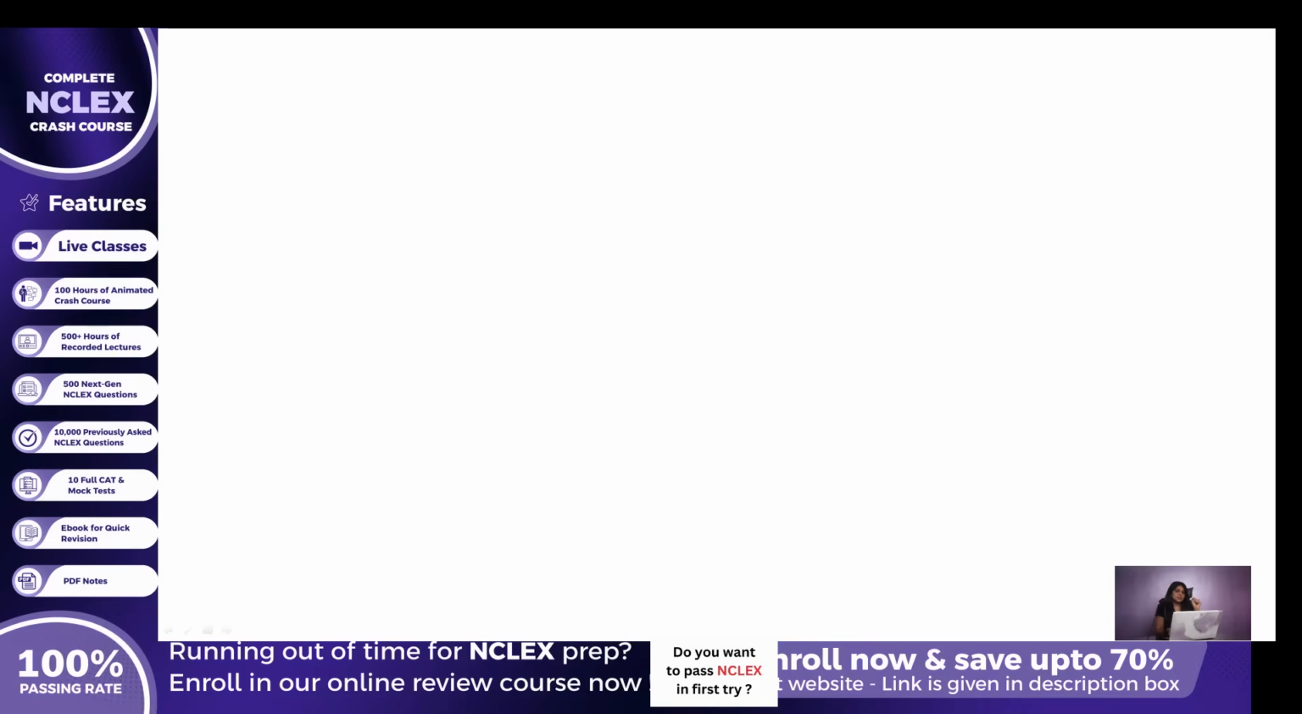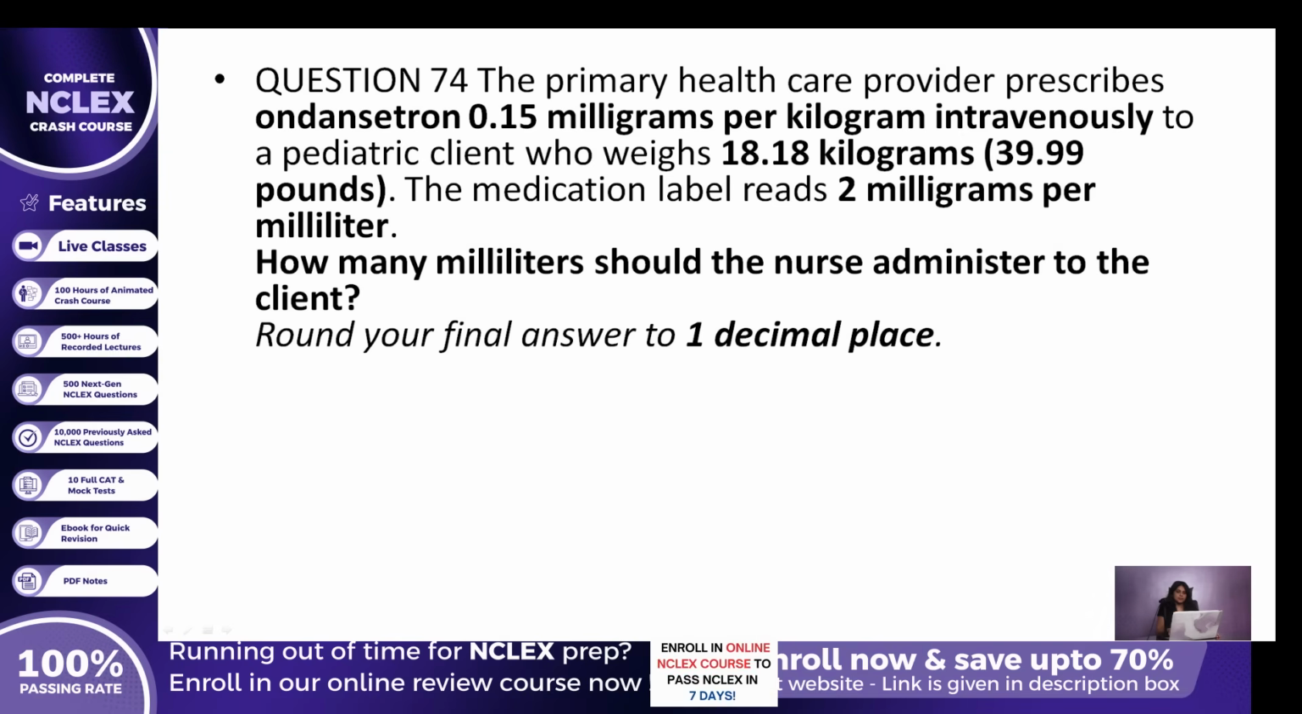To wrap up, let us finish with a medication calculation question involving pediatric dosing, one you will often encounter in clinical practice. Question 74. The primary healthcare provider prescribes ondansetron at 0.15 milligrams per kilogram intravenously to a pediatric client who weighs 18.18 kilograms or 39.99 pounds. The medication label reads 2 milligrams per milliliter. How many milliliters should the nurse administer to the client? Round your final answer to one decimal place.